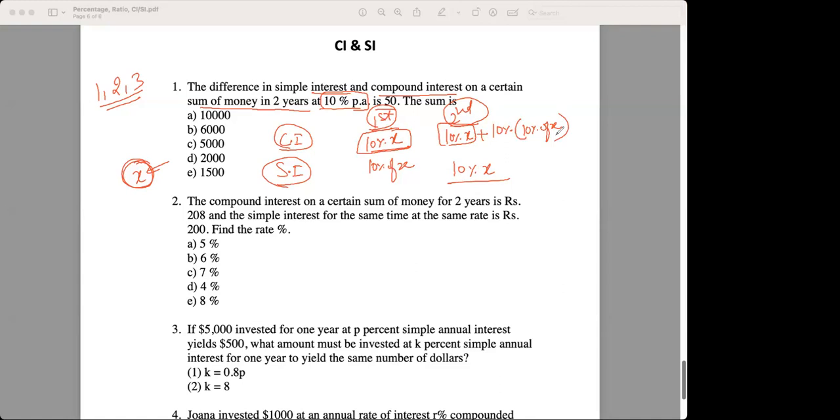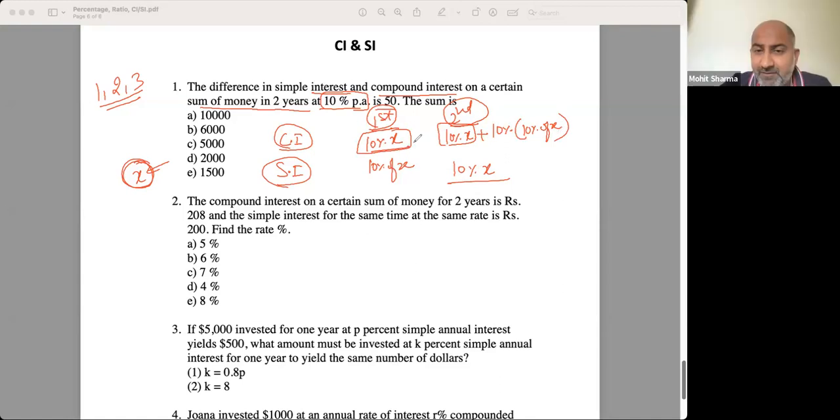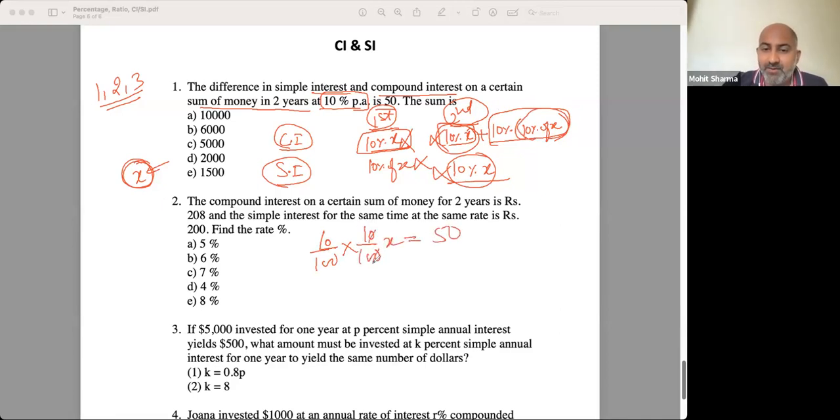Yes, sir. Okay. Now, the difference means, see, in the first year, it's the same, so there is no difference. In the second year, this part is the same, so this part will not create any difference. Difference would be created by this part. So 10% means 10 upon 100, into 10% of X, 10 by 100 of X is equal to 50. Now, if you see, this is X by 100, X would be equal to 5,000. That's it. That's all.